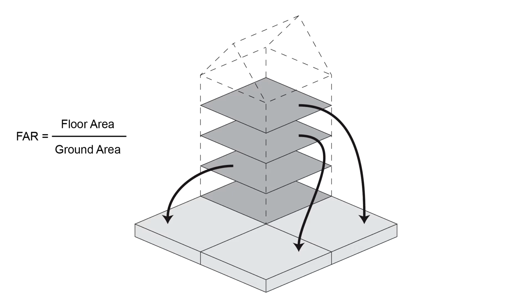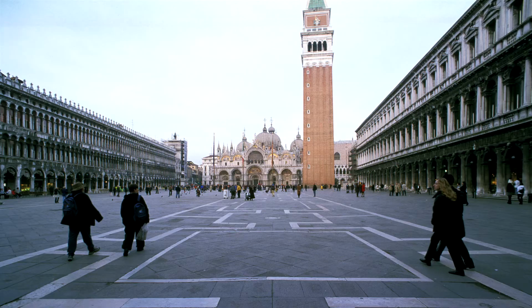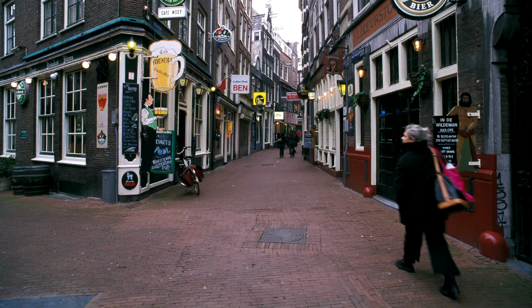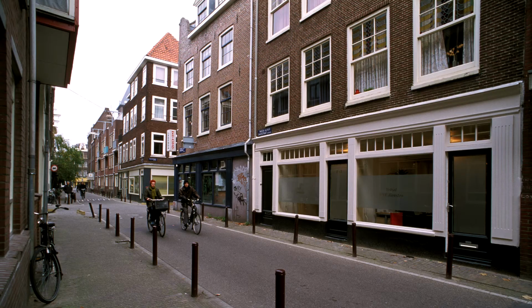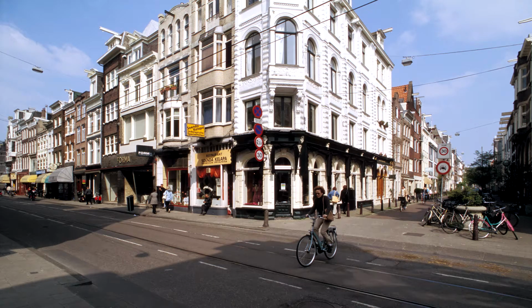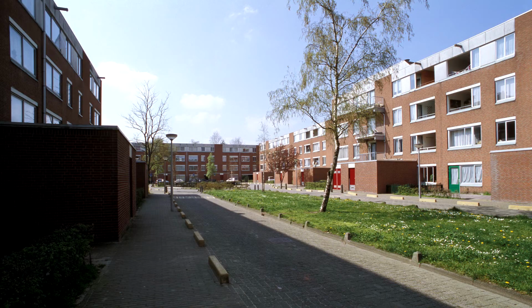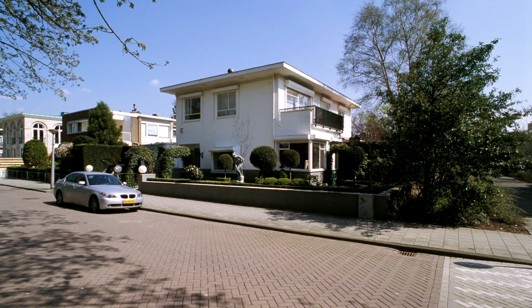A 4-story house that occupies 1/4 of its site has a FAR of 1, which is generally sufficient to support good public transport. Higher numbers indicate higher density. Let's compare 9 urban areas, starting with the most dense. Each example gives the FAR and a map of the area, followed by 3 photographs from local streets.